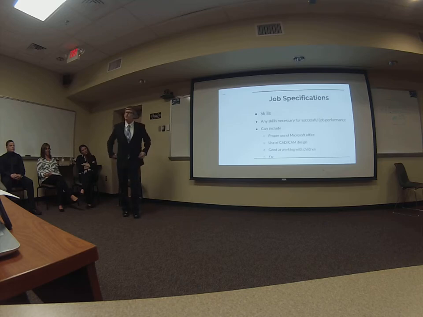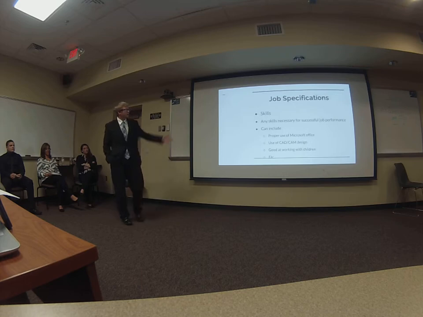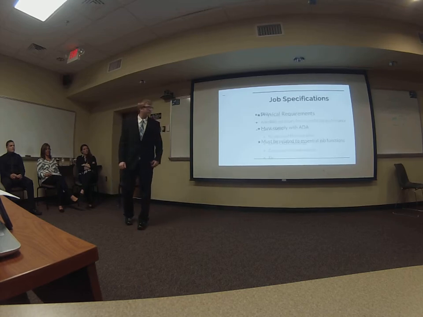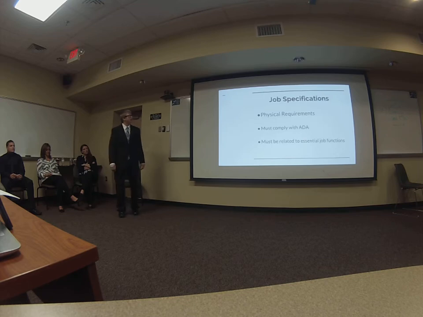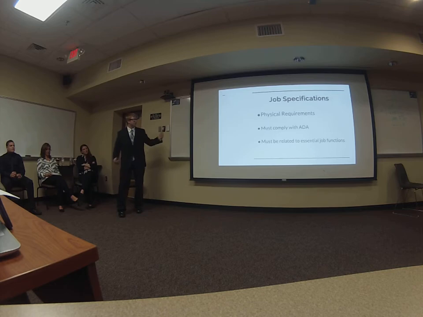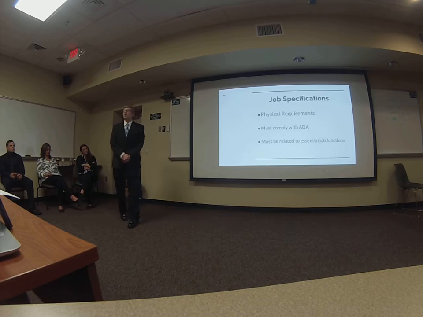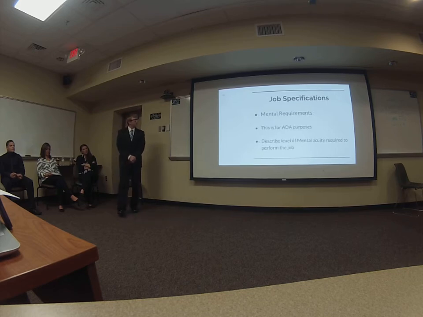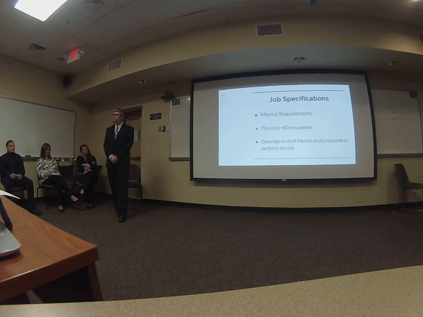next up in job specifications is the skills. So any skills necessary to perform this job. So let's just say you are a journalist. You may need to know the proper use of Microsoft Office, or if you're an engineer, you need to know how to use CAD and CAM design. Next up is the physical requirements for the job, and this is to comply with the ADA. It must be related to the essential job function, so this will discuss will you have to do any heavy lifting, will you be running, will you have to walk around and do your job.